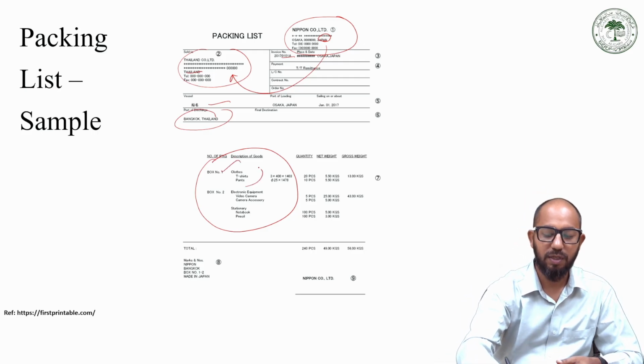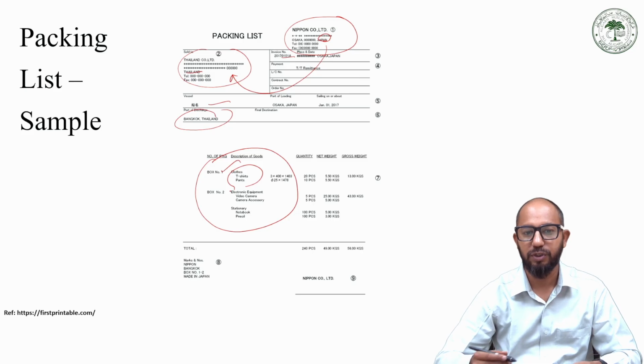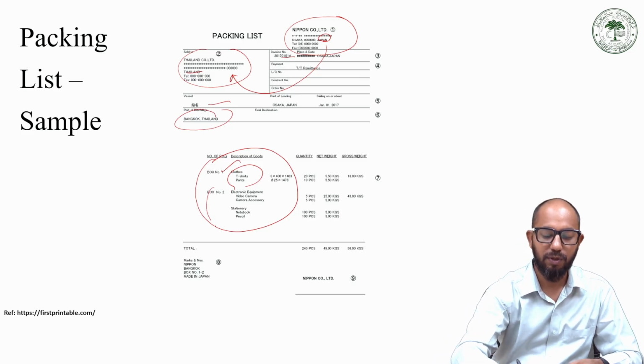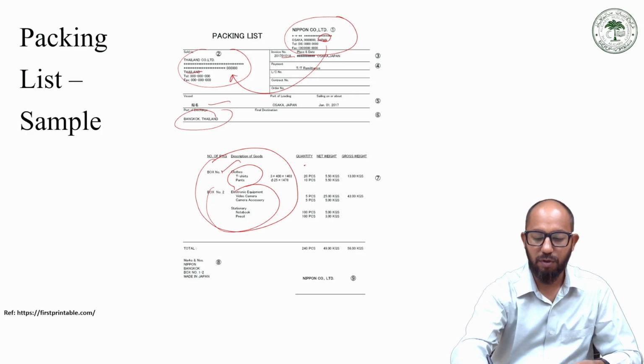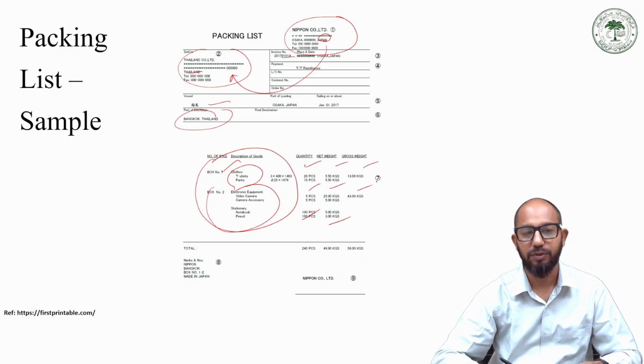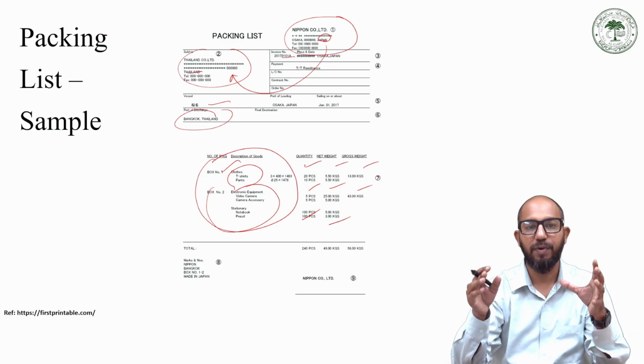Box number one, what is there? Clothes, t-shirts and pants. Box number two, what is there? Electronic equipment. Quantity is also mentioned, net weight is mentioned, gross weight is also mentioned. So this is a sample of a packing list.